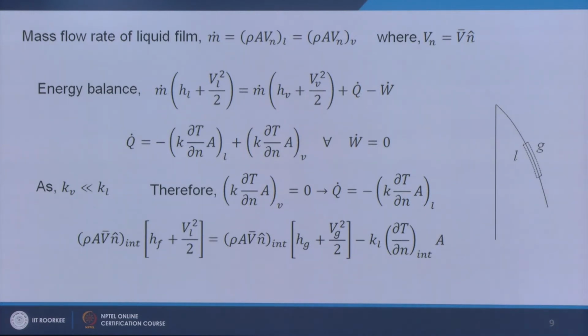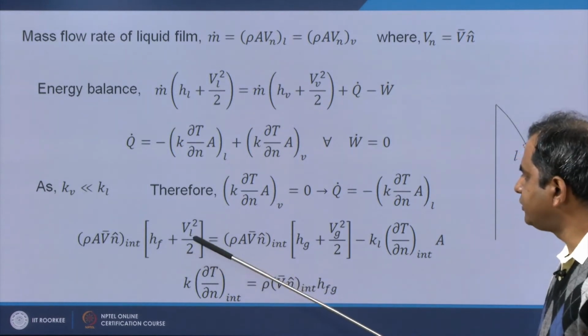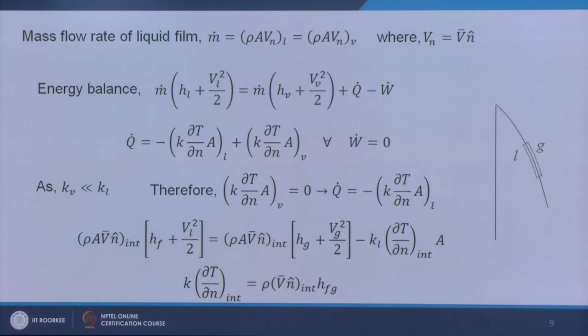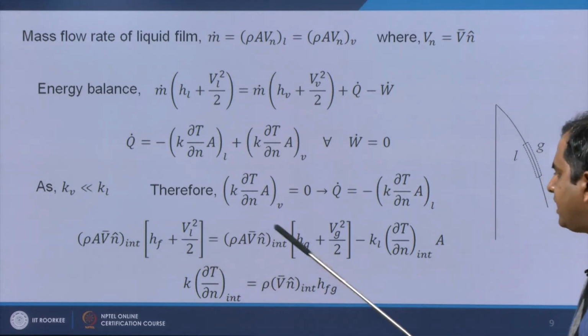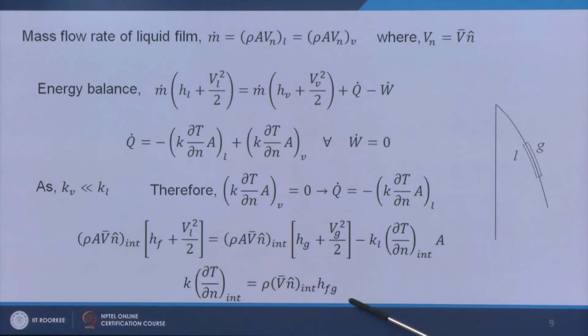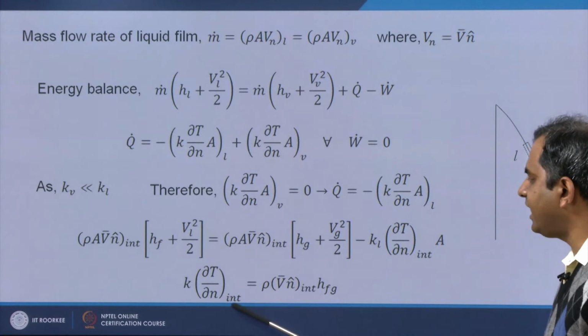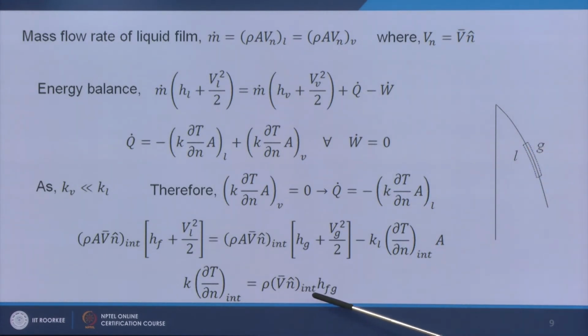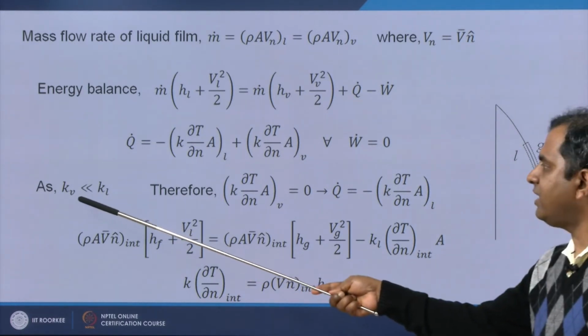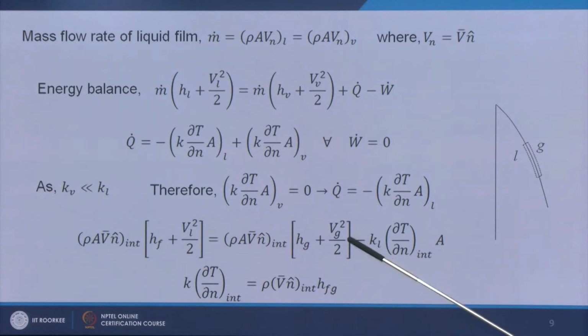So, with this, you see the left hand terms we can simplify, considering VL and VG are very small compared to the enthalpies, and Hf minus Hg can be written as Hfg. So, ultimately we get the energy equation across this strip: K del T del N at interface is equal to rho V n cap at interface into Hfg. So, we have taken several assumptions over here. Please remember Kv is less than Kl, and here we have considered the velocity head is very small. So, this we got as our energy equation.